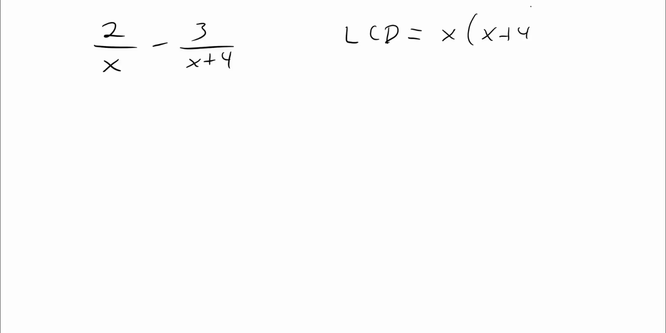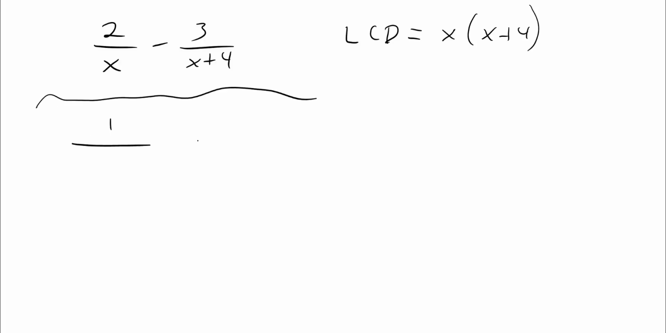Problems get a little trickier, not too much. So 2 over x minus 3 over x plus 4. All right, so here's the deal. This is, again, a little tricky, but guys, for our LCD, there's nothing in common between that x and the x plus 4. Our LCD is literally x times x plus 4. That's the LCD.